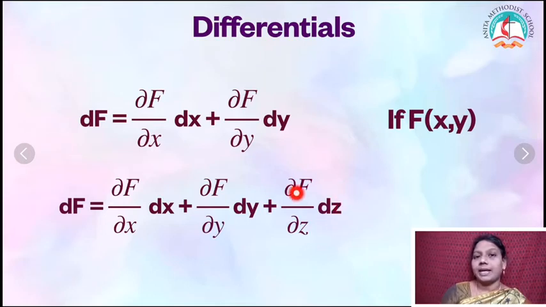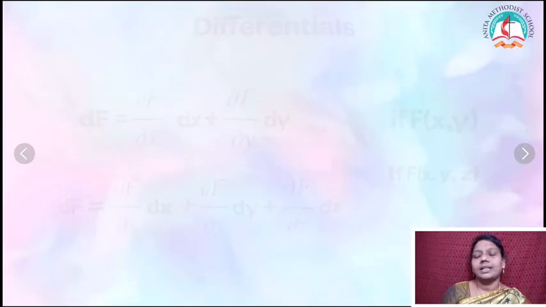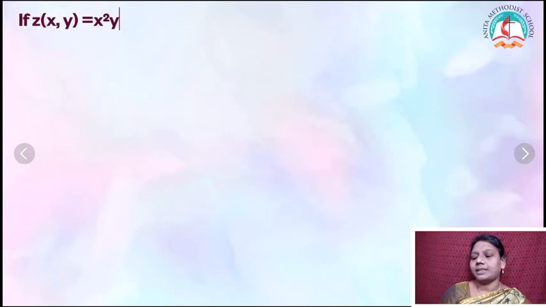Okay, when will this happen? If I have three variables x, y and z, that means all the three variables are independent. Therefore, we can use partial differentiation here. Okay, now I have just explained this.